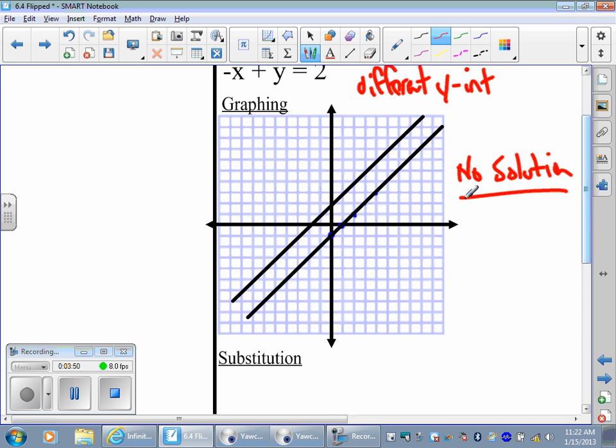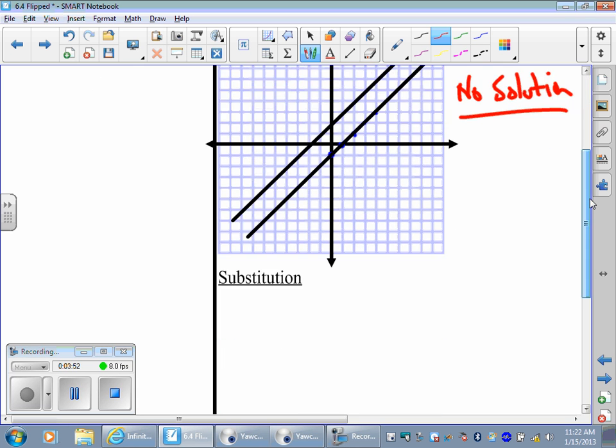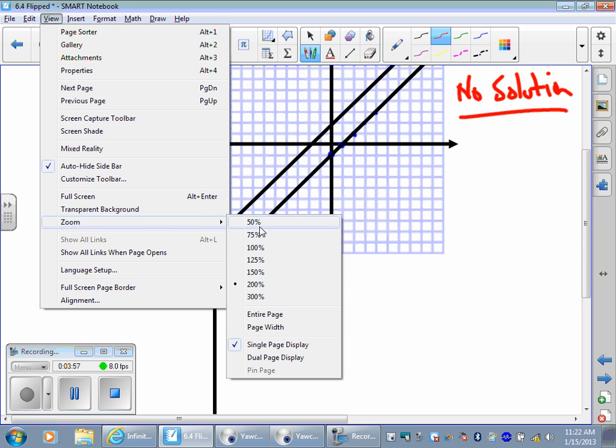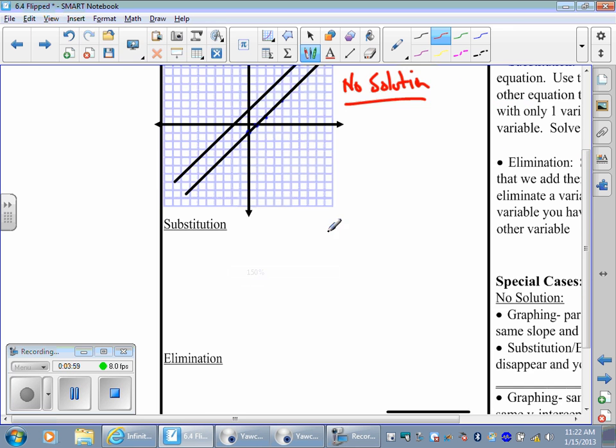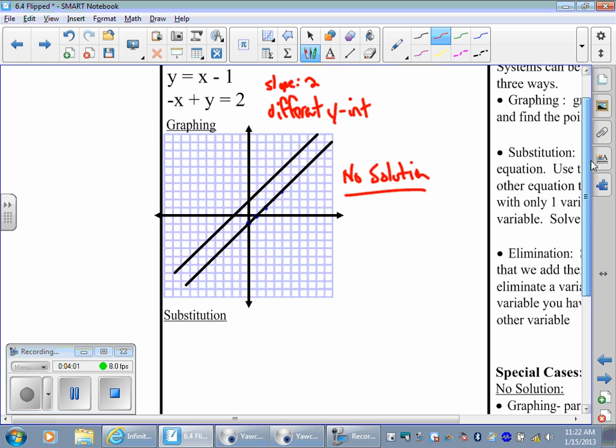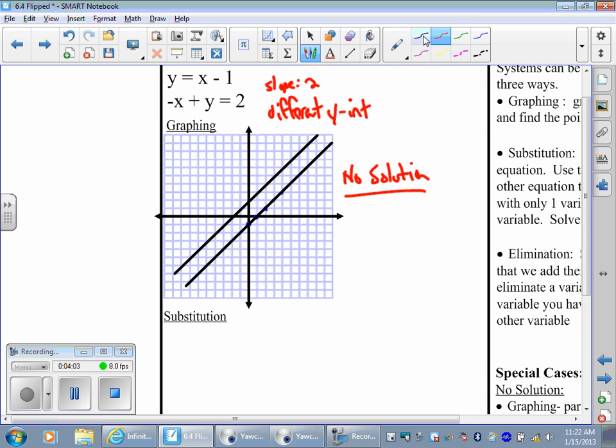Now, we can see that pretty easily graphically, but we also need to look at what that looks like when we solve this system using an algebraic method, meaning substitution or elimination. So let's try it. Let's write down our original problem again. y equals x minus 1. And here, -x plus y equals 2.